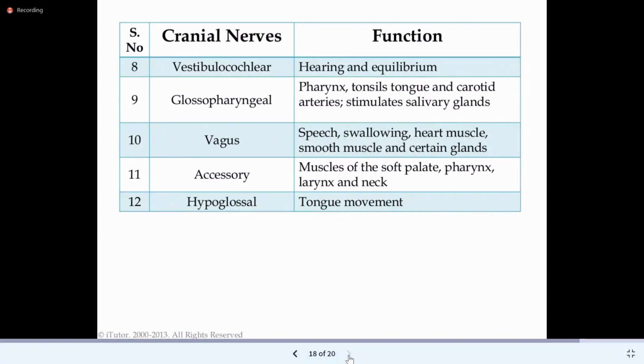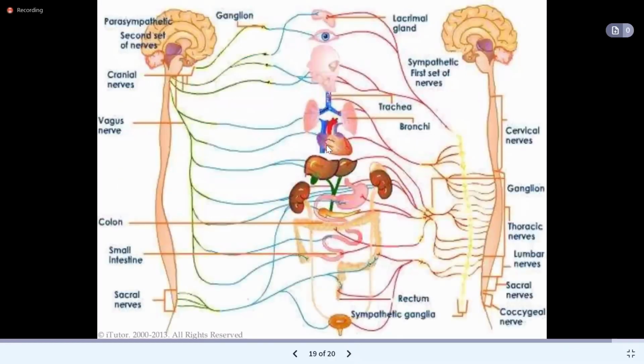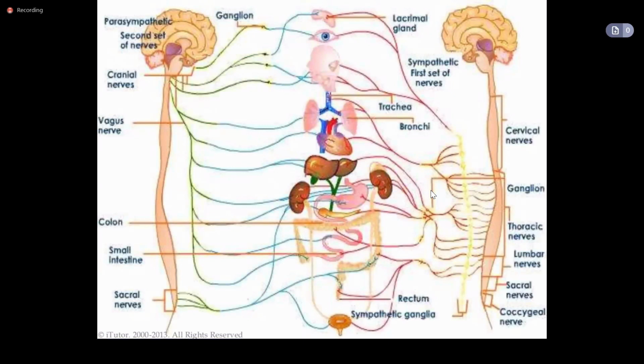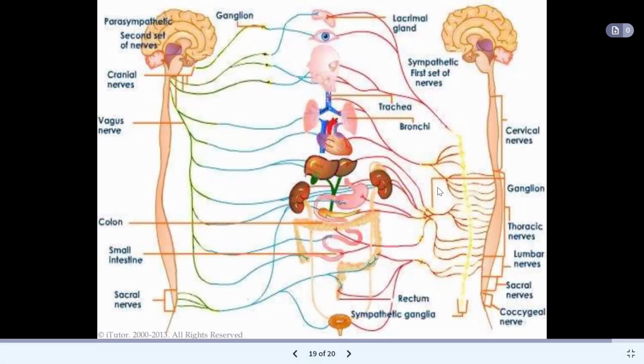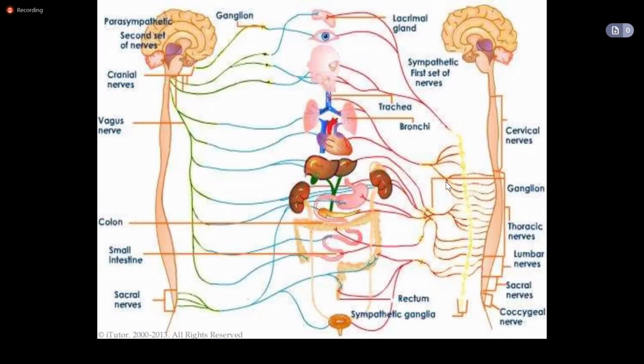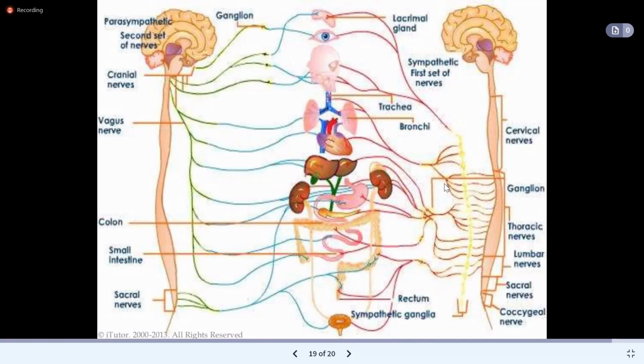And 31 pairs of spinal nerves, the connectivity nerves in the nervous system, we are identifying. All of you remember this. These 31 pairs of spinal nerves connect with the digestive system, the pancreas, intestines, the small and large intestines, the rectum, and the sympathetic ganglion.